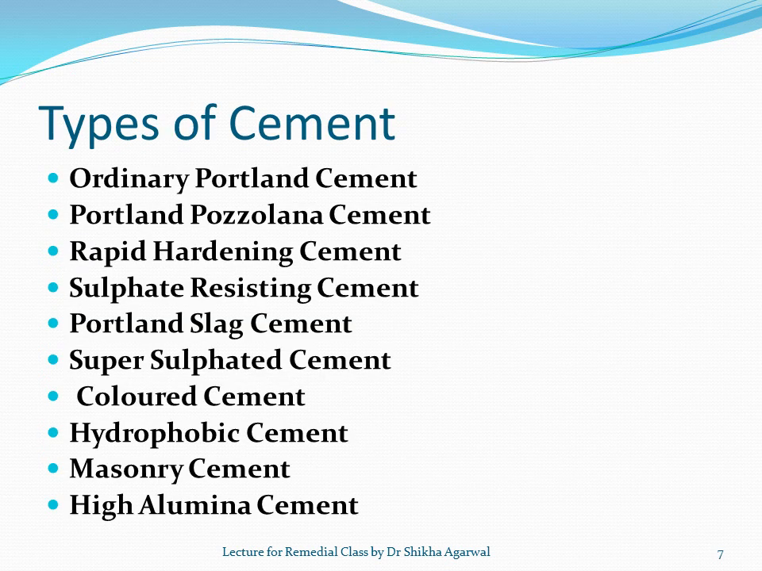So now there are different types of cements. You have ordinary Portland cement, Portland pozzolana cement, rapid hardening cement, sulfate resisting cement, Portland slag cement, super sulfated cement, colored cement, hydrophobic cement, masonry cement, and high alumina content cement. So I am not going into details with this. Once again, I am focusing more on the content on which questions appear in the university exam.